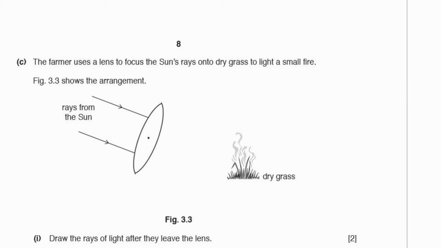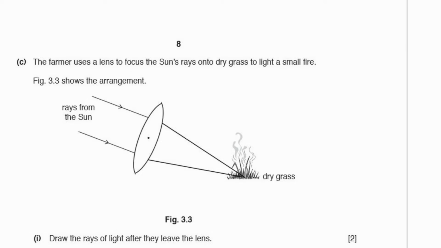C. The farmer uses a lens to focus the sun's rays onto dry grass to light a small fire. Draw the rays of light after they leave the lens. There we go, that's that one done. They're coming together where you can see the smoke coming up as it's obviously starting a fire. I didn't go through drawing the lines of the rays inside the lens. In fact, you would never do that anyway.